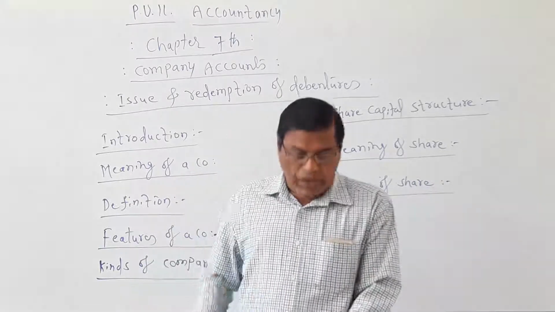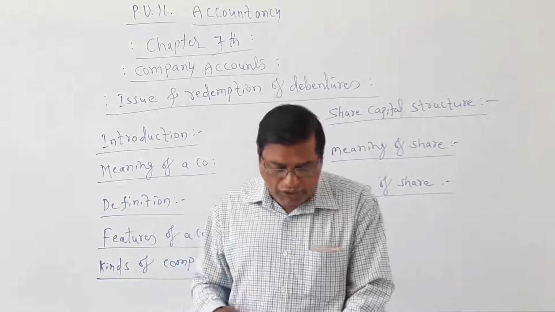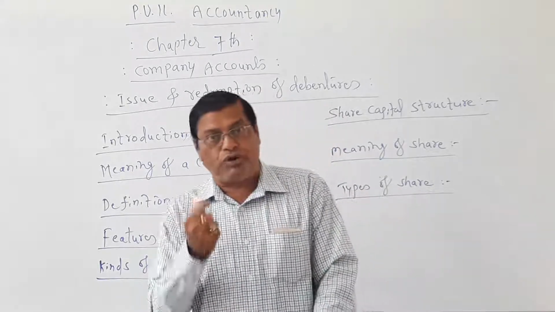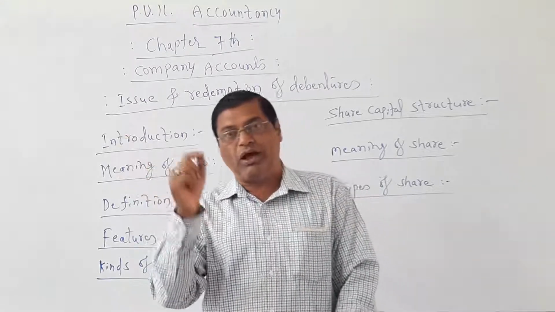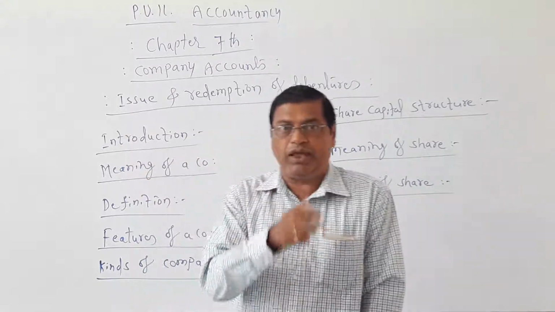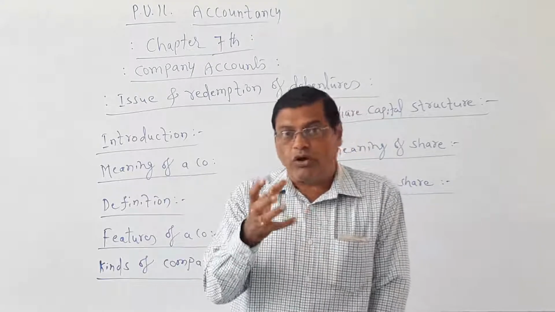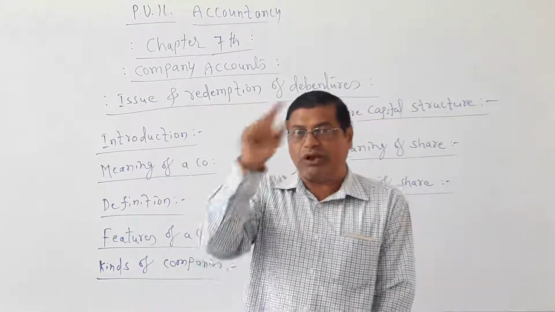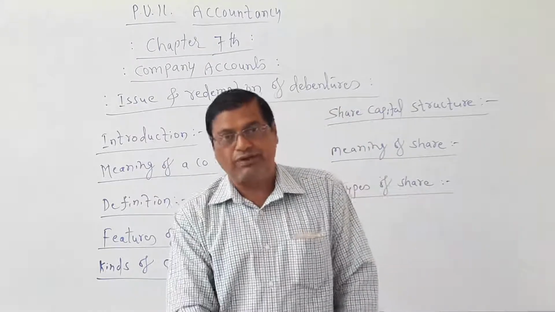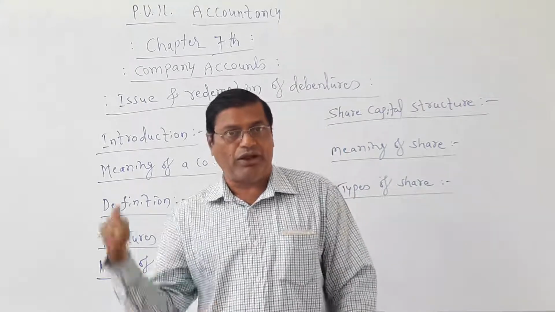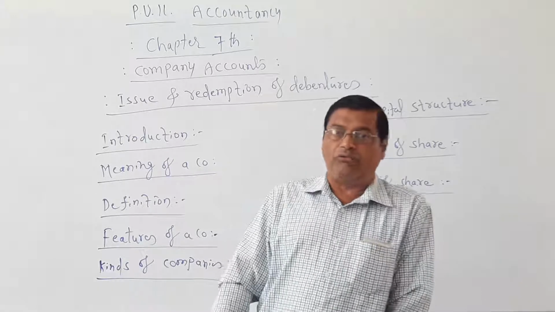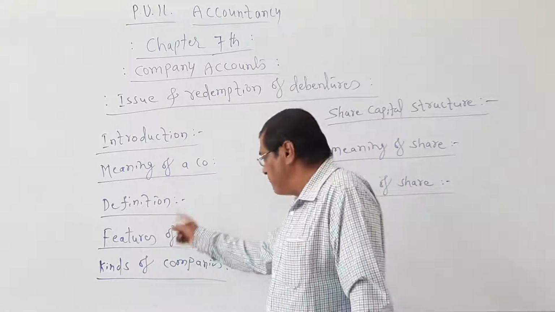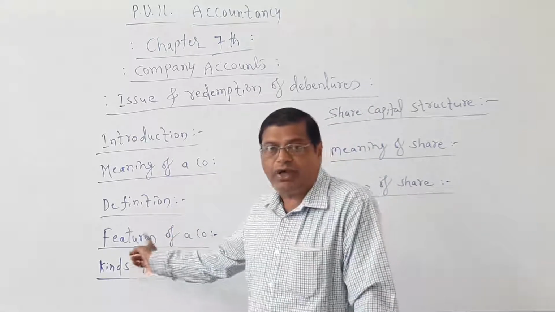The next one: every company is required to have its own seal, the common seal, which acts as an official signature of the company. Every company must have its own common seal. This is the characteristic. These are all the characteristics of a company. These are all the main features or characteristics of a company.